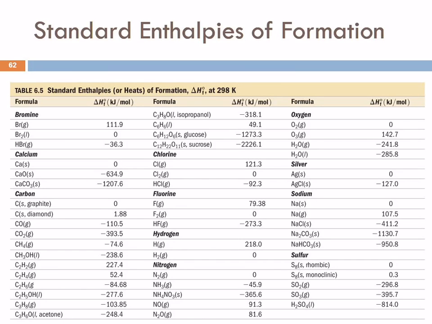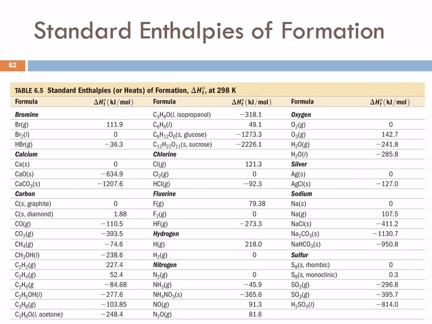Here's a table from the chapter listing some standard enthalpies of formation for different compounds. And then there's more extensive tables in the appendix at the back of the book. Let's look at bromine here just because it's first. So we've got bromine in the gas state, we have Br2 in the liquid state, and we have hydrogen bromide in the gas state. Well, just from what we've learned so far, what would we expect bromine to be as a pure element at room temperature?